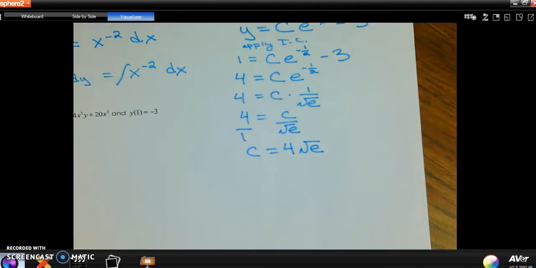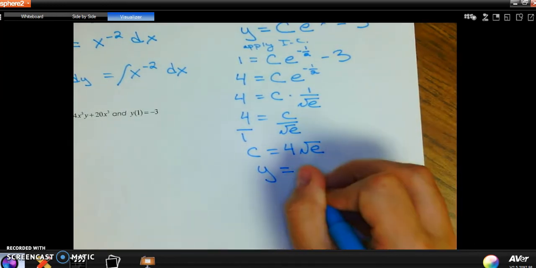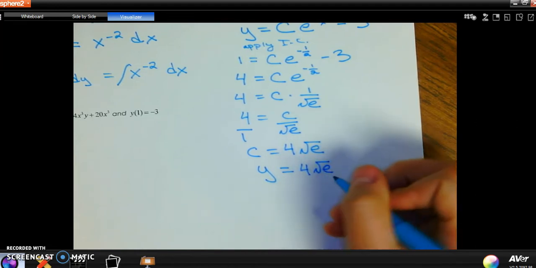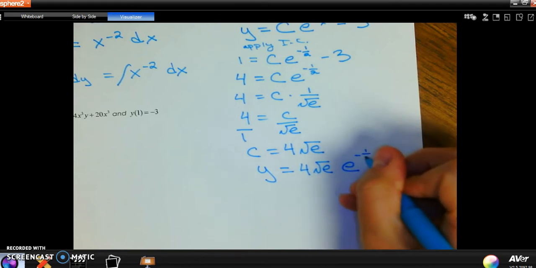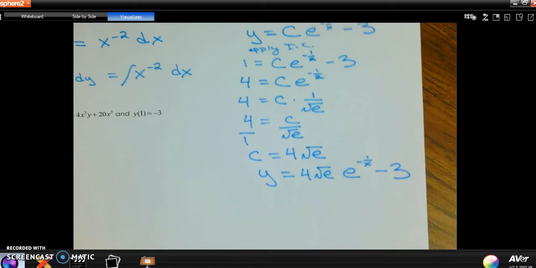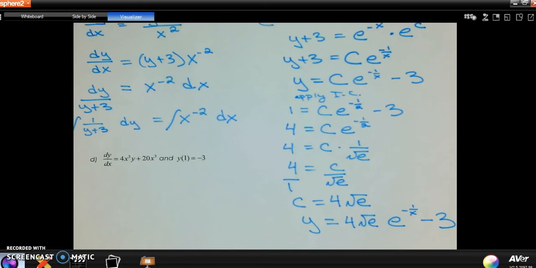Okay, so don't forget to go back. Your final answer should be y equals 4 square root e, because that's my c value, times e to the negative 1 over x, minus 3. That is my final answer there. Quite a bit of work to get there, but we were able to get an answer.